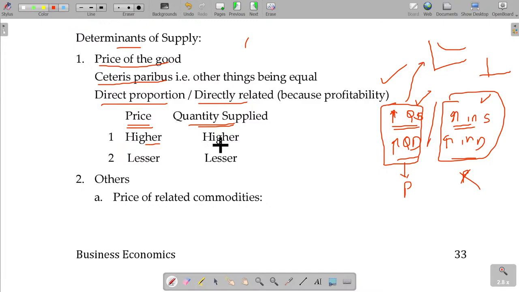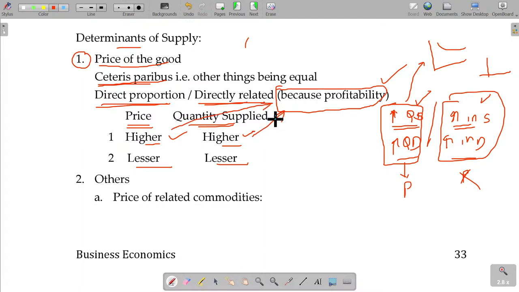The higher the price, the higher the quantity supplied; the lower the price, the lower the quantity supplied. Clear? This is called the price of the commodity. Ceteris paribus, it will be in direct proportion, or directly related. The reason supply is higher when the price is higher is only profitability. When the price is higher, the profitability is higher, and I am willing to take up more profit by supplying more. That's the logic behind the determinants of supply.